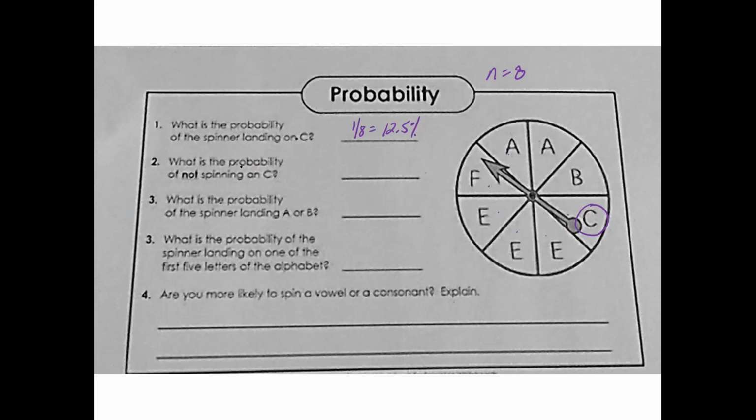Similarly, if it says, what is the probability of not landing on C? Well, given the fact that one of them is C out of 8, then not is going to be 7. So 7 out of 8, which is 100% minus 12.5%. You don't even have to do all of this. It'll just give you 87.5% if you just want to do 100% minus C, which is 12.5%.